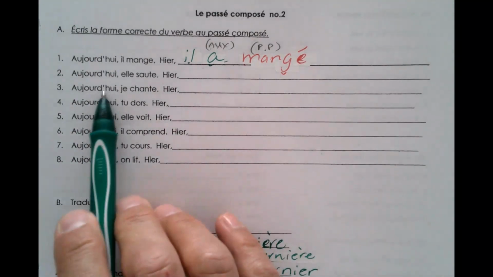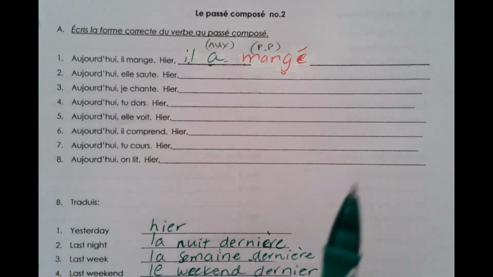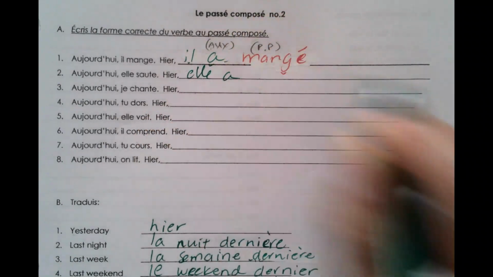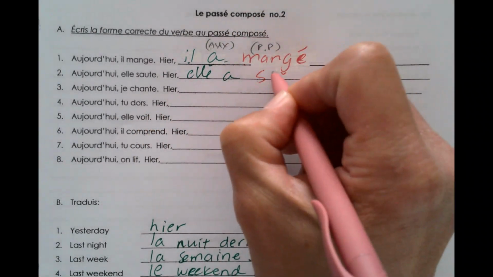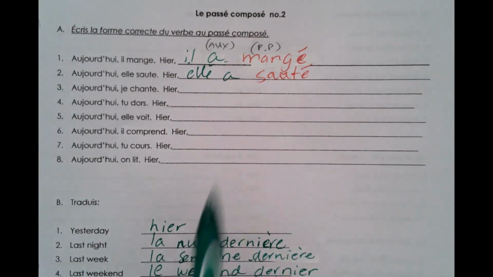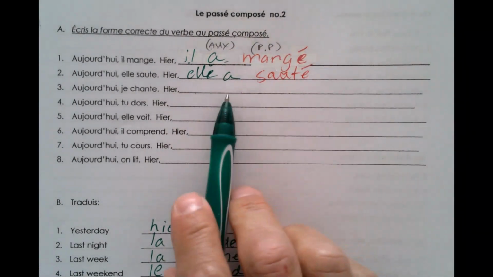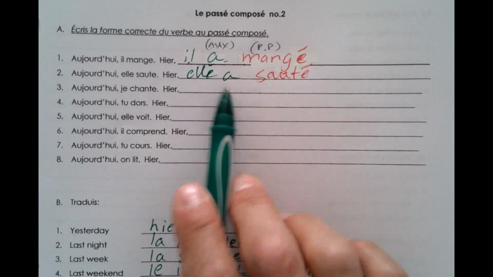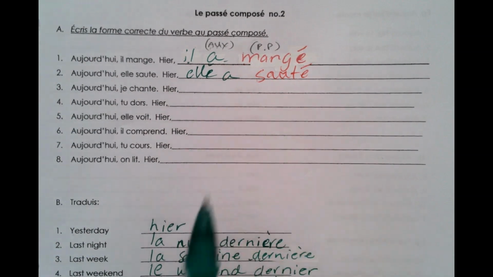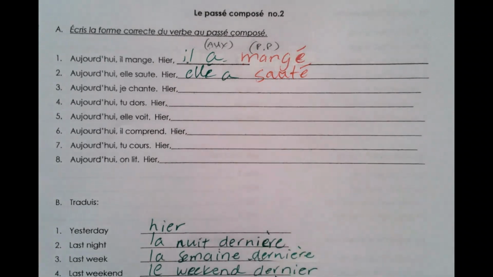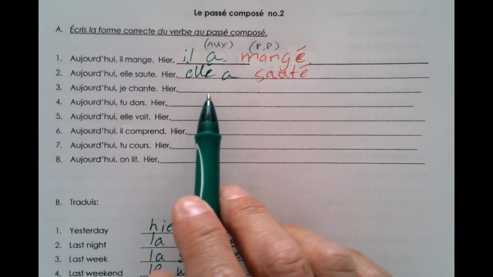Here, aujourd'hui, elle saute. Hier, elle a sauté. So remember I said 99.9% take what verb as auxiliary? Repeat it one more time, louder please. What takes the auxiliary? 99.9% of verbs take? Yes, avoir, you got it. Hopefully most of you said avoir.